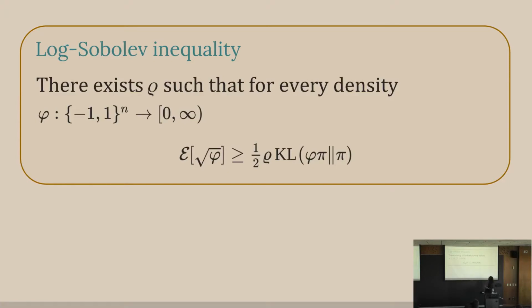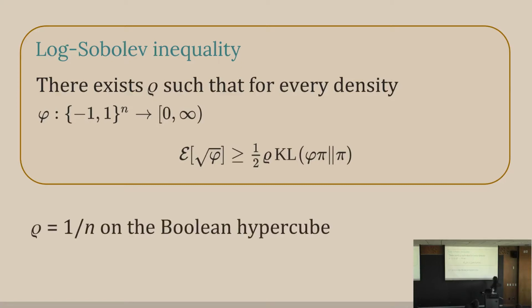We can relate these two notions of distance from uniform by the log-Sobolev inequality, which says that if you have a density and you look at the energy of the square root of the density, it's always going to be lower bounded by something times the KL divergence of the density to uniform. And on the Boolean cube, we know that this rho is like 1 over n.